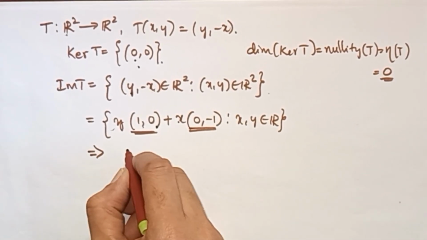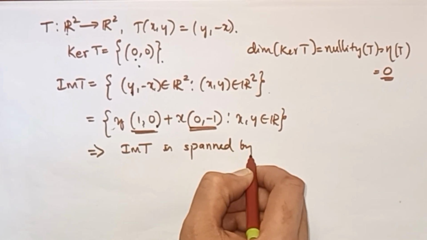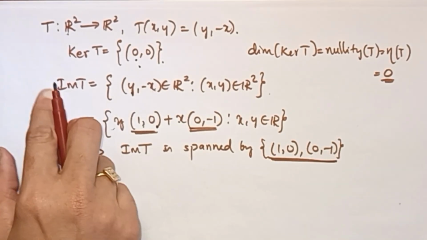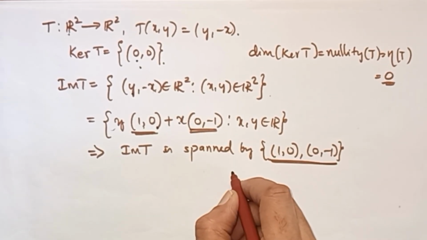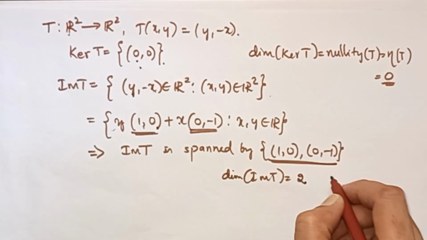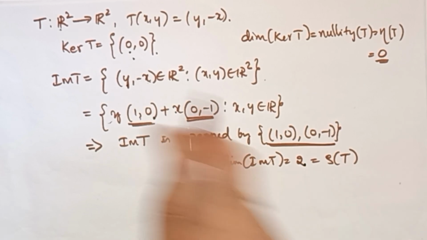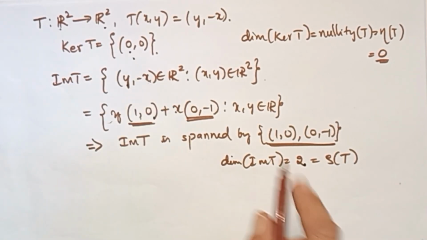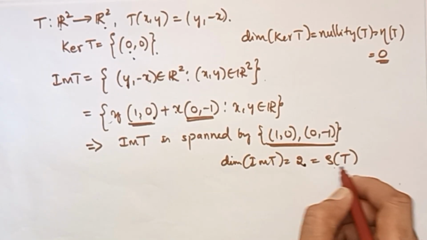So this implies image of T is spanned by the vectors 1 0 and 0 minus 1. Span of this equal to the entire space image of T, and they are linearly independent also. So dimension of image of T equal to how many elements here? 2. So that is nothing but rank of T. So dimension of image of T equal to 2 is the same as dimension of R square, means image of T equal to R square in this case. So every vector of R square has a pre-image.